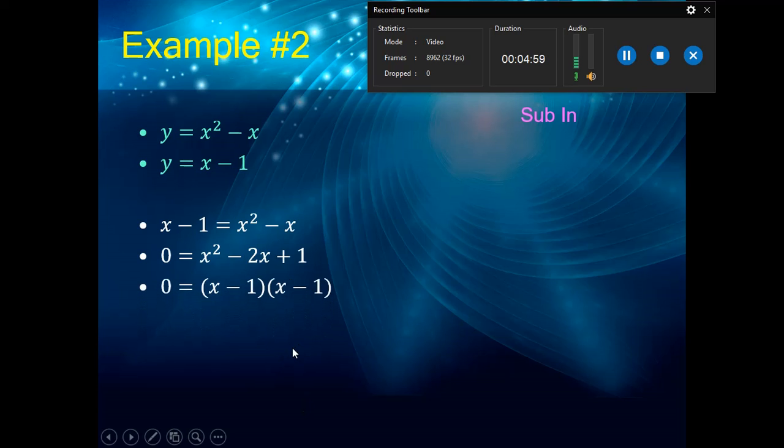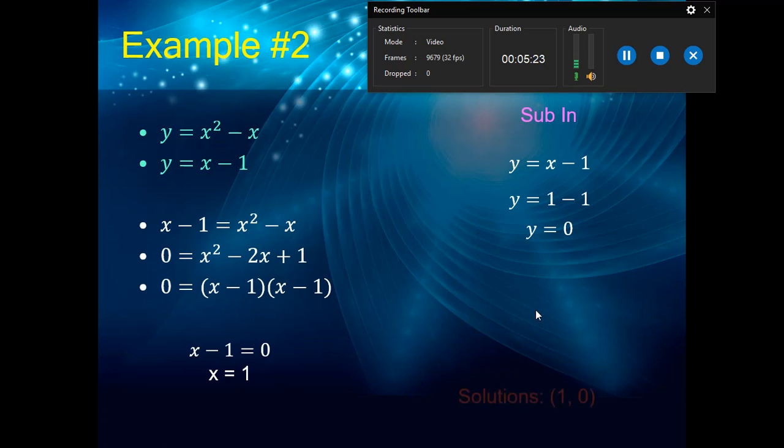Both of my factors are identical. They're both x minus 1. That tells me I'm only going to have one root. So now we'll take this value of x and sub it into our linear equation. When I do that, I get a y value of 0. So the quadratic and linear system for this problem only intersect in one location, and their intersection is at (1, 0).